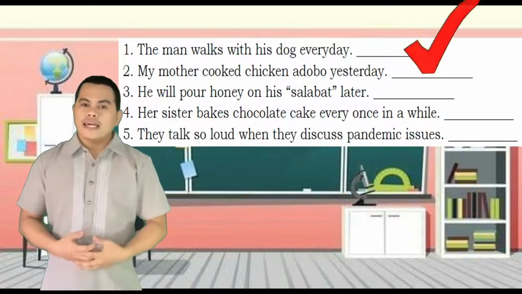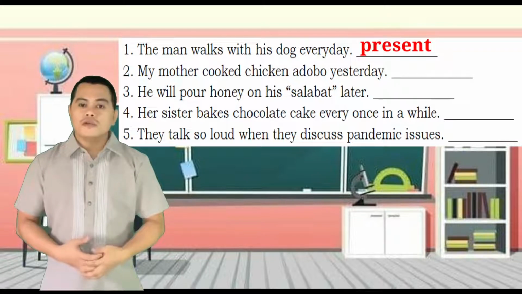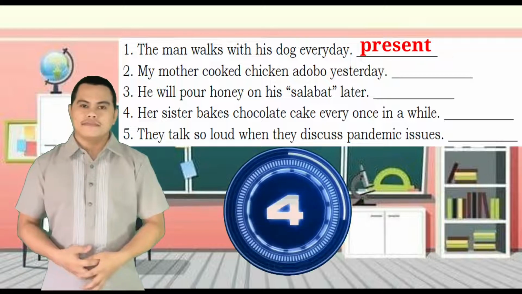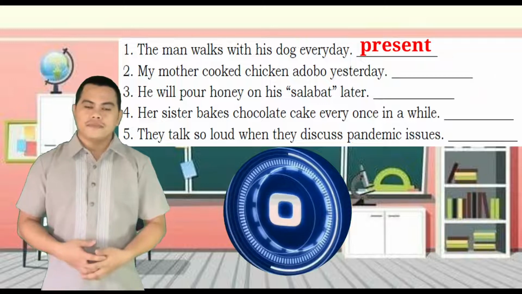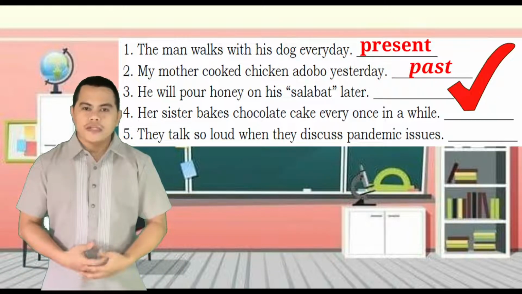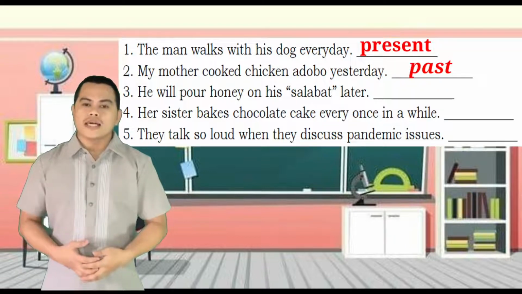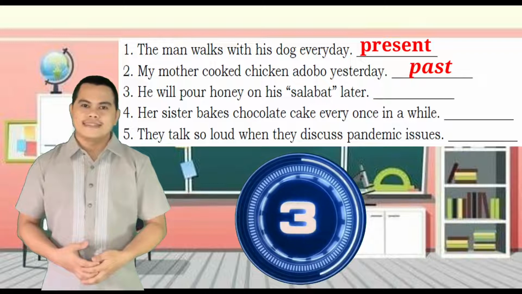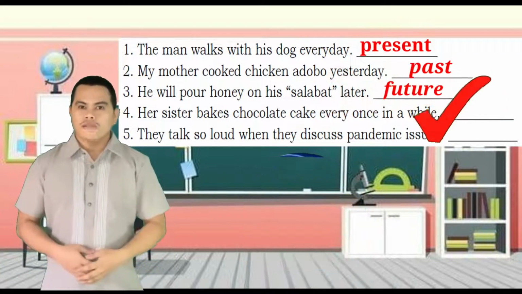Very good. It is in the present tense. Number 2, my mother cooked chicken adobo yesterday. The answer is past. Very good. For number 3, he will pour honey on his salabat later. The answer is future. Very good.